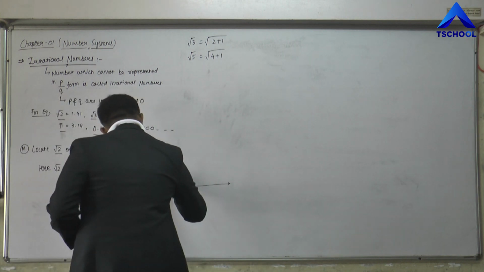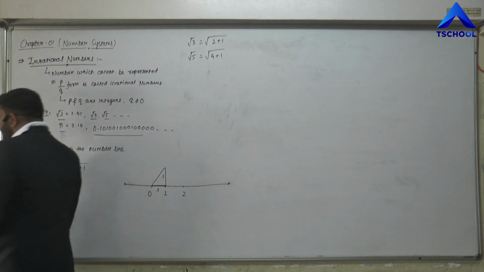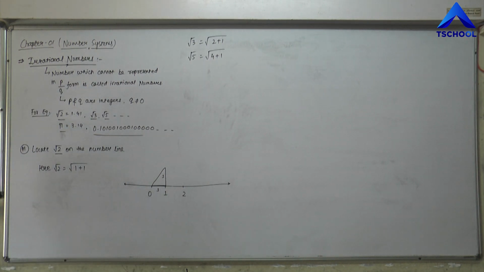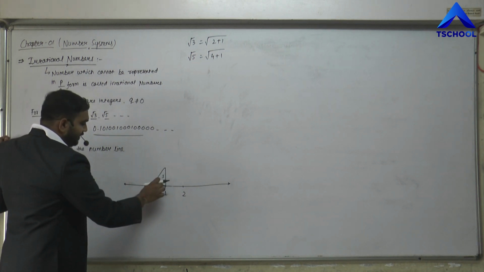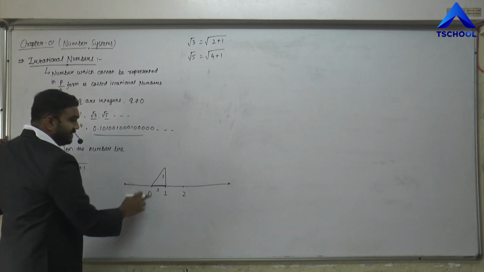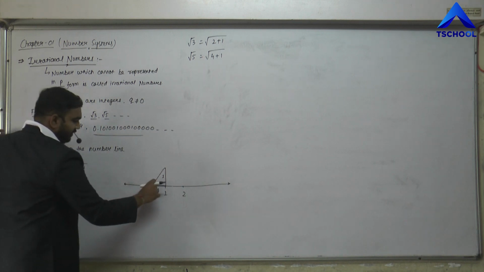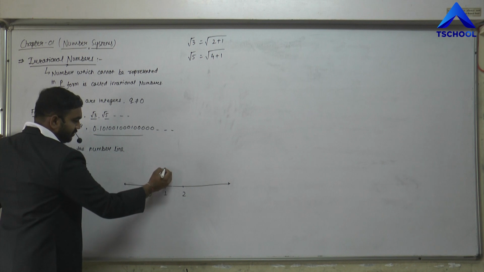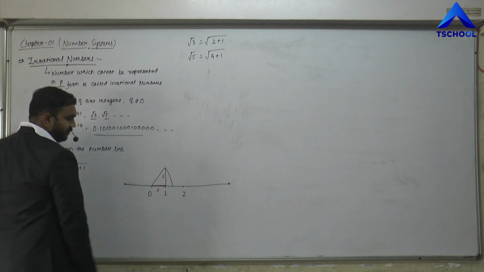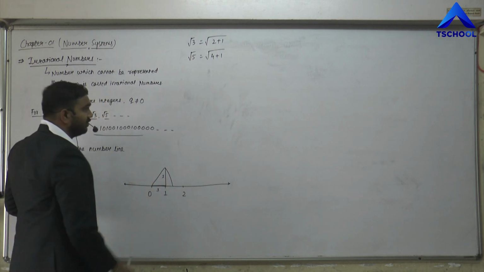Join this 0 and this tip here like this, so that we get a right angle triangle. So that is 0 to 1, and this is also 1. With the help of a compass, mark the center at O. That means you put the metal tip at center O, with radius equal to this much, and cut an arc on the number line.